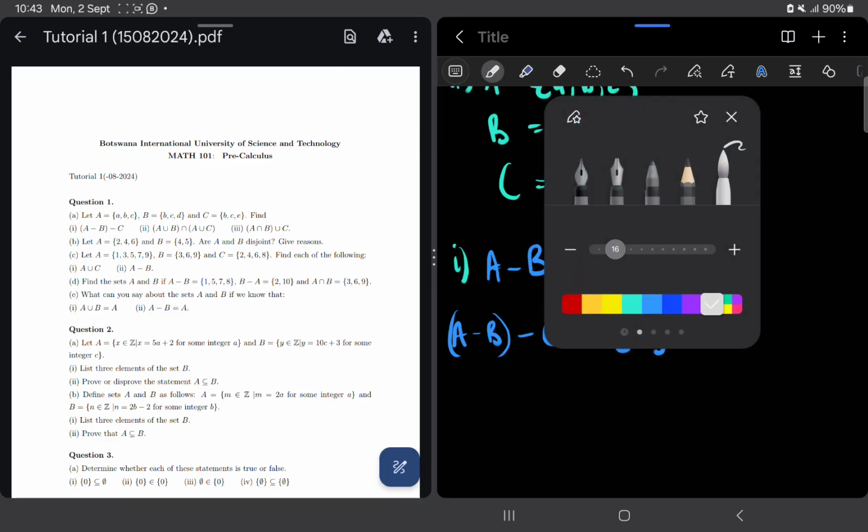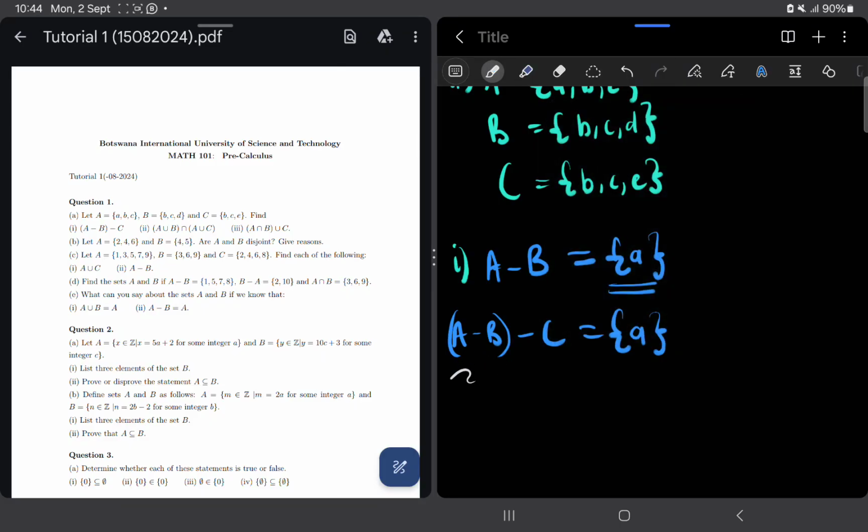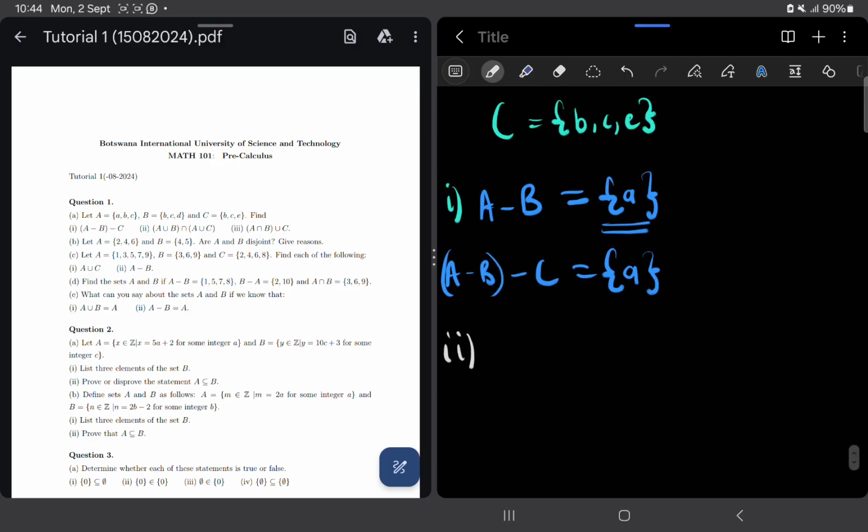Now let's go ahead and do the second one. What is the second one saying? Part 2 says, please find A union B intersection A union C. Whenever you see brackets, you start with the things that are in brackets separately. So we're going to first find A union B. What does A union B mean? We want everything which is in A, and everything which is in B, and everything which is in both. So we want A or B or both.